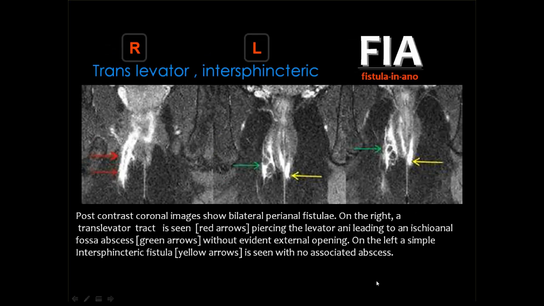And these are two examples of a translevator fistula on the right side and a simple intersphincteric fistula on the left side by contrast enhanced MRI. This is an intersphincteric fistula between the internal and the external sphincters, and this is the transsphincteric fistula. The fistula starts here and goes up, and you see in this image that it has crossed the levator, and its continuation is an abscess in the right squamous fossa.